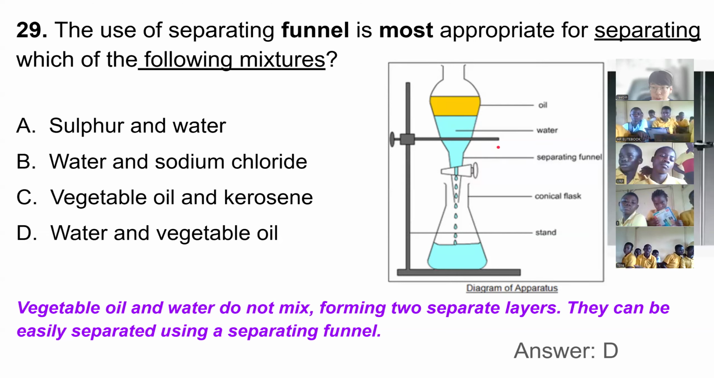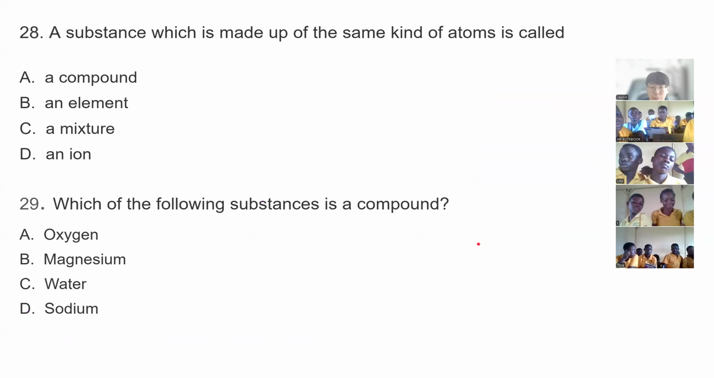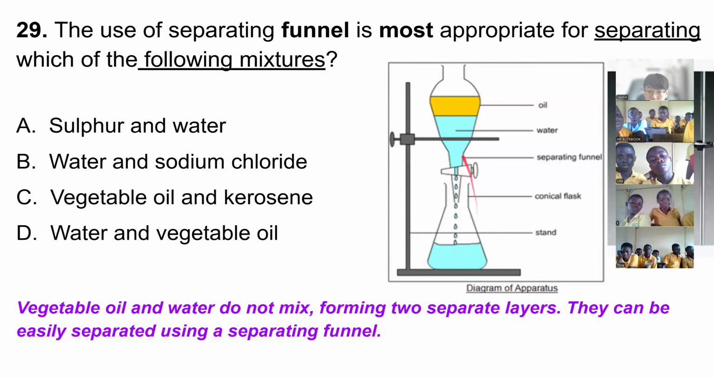What we can do to separate these mixtures into pure substances is use a separating funnel. As you can see over here, it's draining only water down and keeping oil at the top. That can be controlled by the center part, by turning the tap.